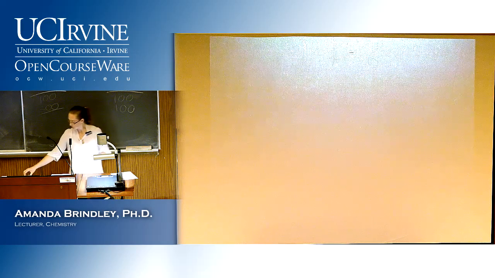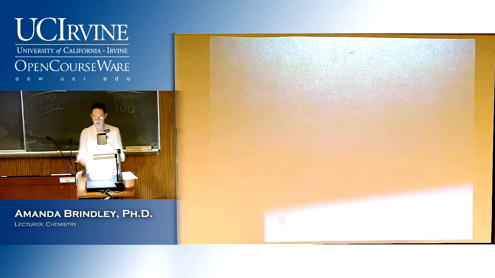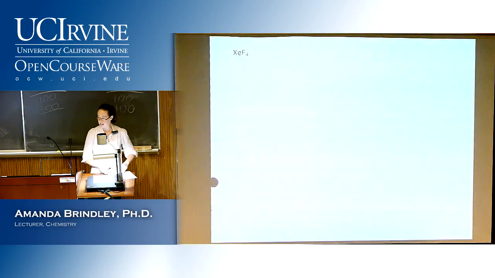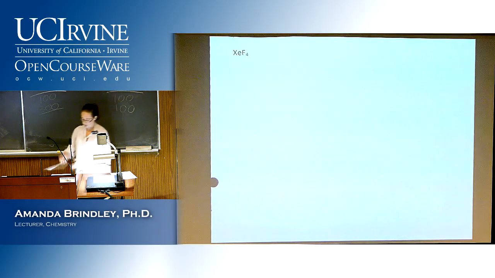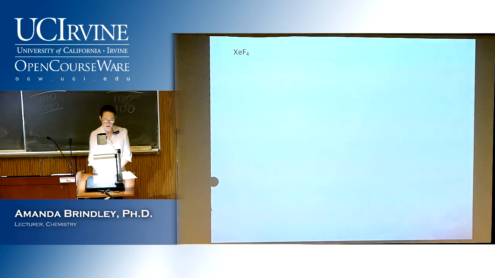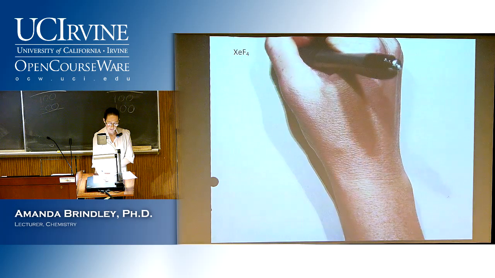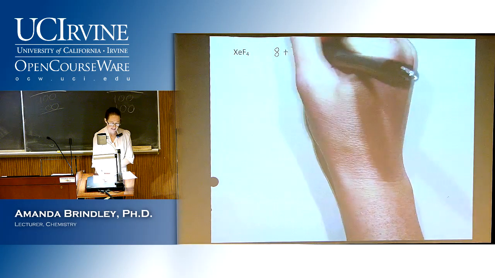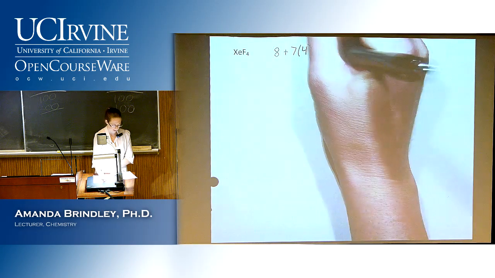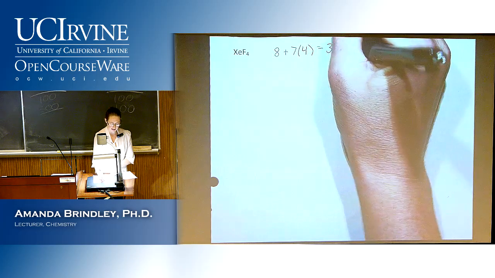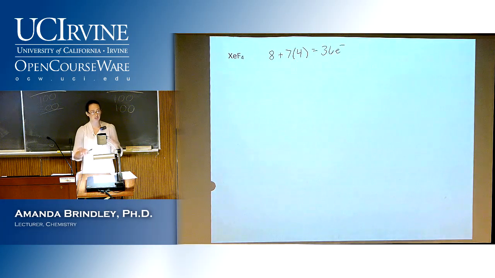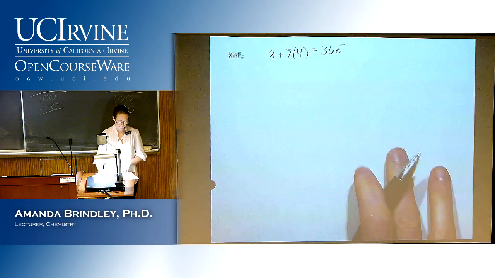Okay, next one. This is similar to one that we've done before, only now it's not an ion. Now it's XeF4 without any 4+. So we count up our electrons. We have 8 from xenon. We have 7 from each fluorine, and we have 4 of them. So we have 36 electrons. It's not a charge, so we don't have to worry about adding or subtracting any.